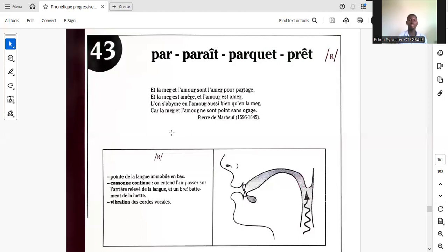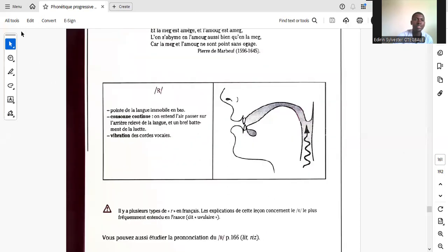Now you see the R in display there. Now let's explain it before we take the recording. You are going to find out that for this R phoneme, as you can see on your screen right now, for this air, this vibrante, or we call it roulé, le point de la langue est immobile en bas. Look at it, en bas. Number two, les consonnes continuent. On entend l'air passer sur l'arrière relevé de la langue et un bref battement de la luette. There is a vibration of the luette there. We have vibration des cordes vocales, so it's a sonore sound as well. So that is for that particular sound.